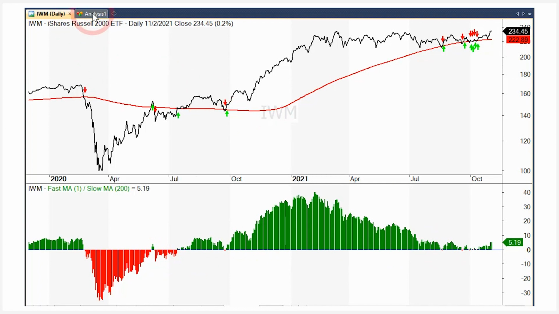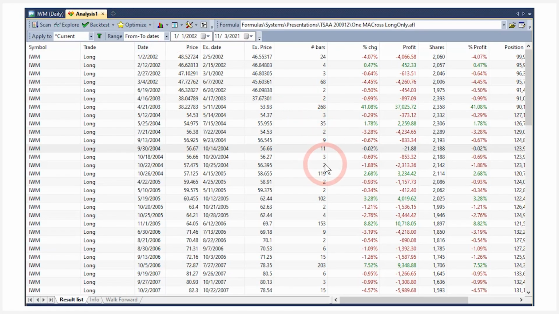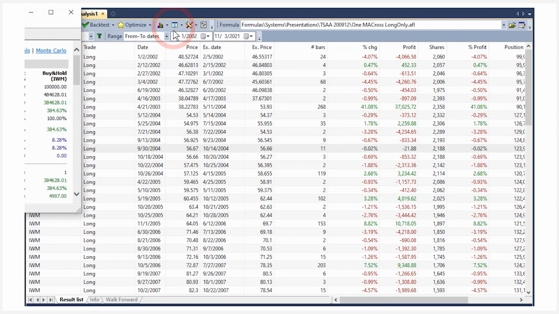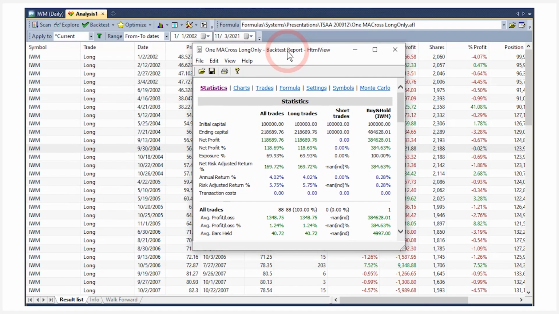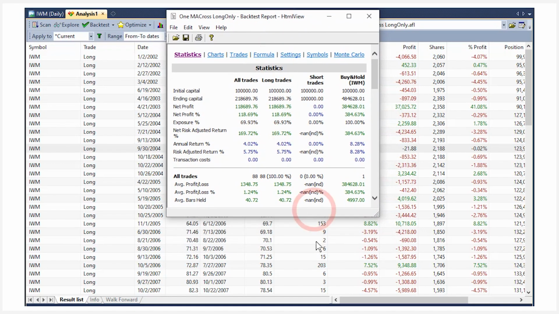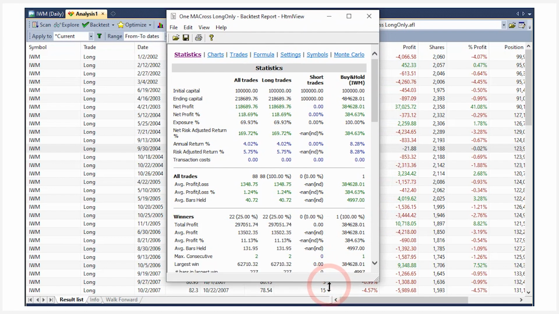And so I did a little backtest here in AmiBroker, and there were quite a few signals. I'll go ahead and open up the results here and highlight that. So we can see that overall your annual return would have been 4% if you had bought and sold every cross of the 200-day. And that's not exactly great. And that is because we had quite a few whipsaws along the way.